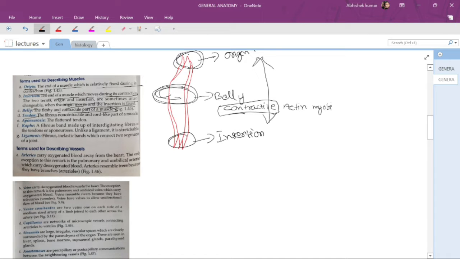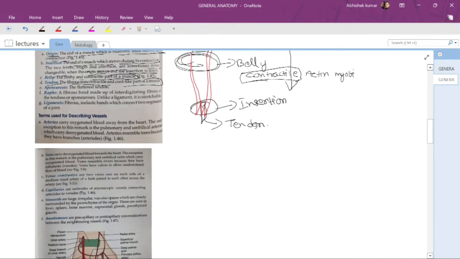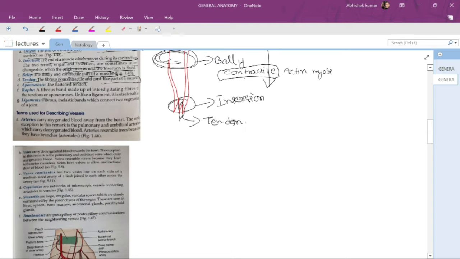Now tendon, what is tendon? The fibrous non-contractile cord-like part of the muscle. This is a non-contractile part of the muscle, and it normally connects the muscle to the bone, and it is known as tendon. It is fibrous in nature. It also comes under specialized connective tissue. It is fibrous and non-contractile in nature.